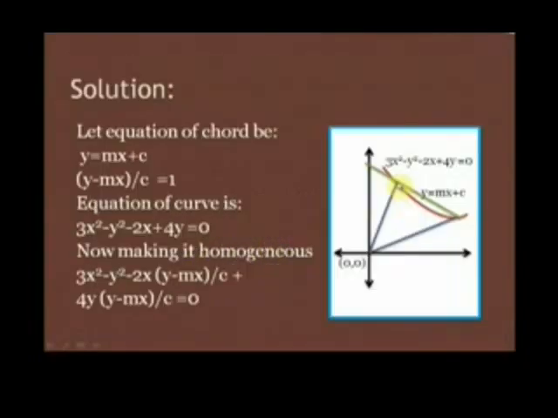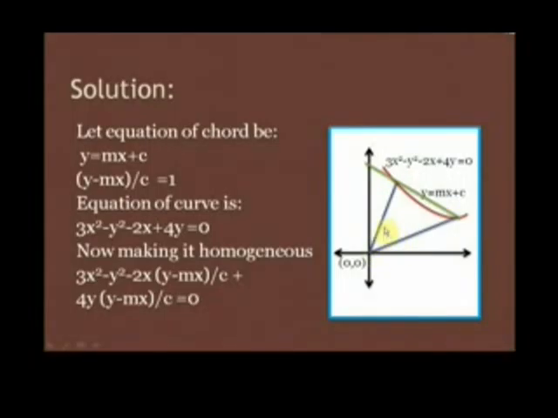Now the given curve is 3x² − y² − 2x + 4y = 0. Let us say that y = mx + c is any chord of this curve. So it intersects this curve at two points. Now we have to prove in this problem that this particular chord subtends a right angle at the origin. This angle is 90 degrees.